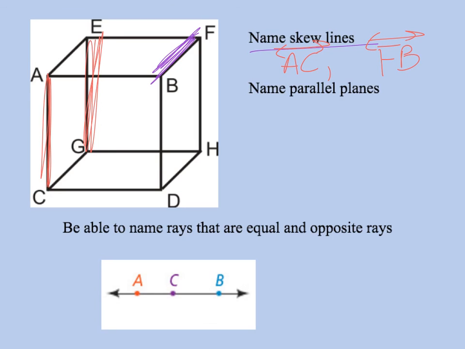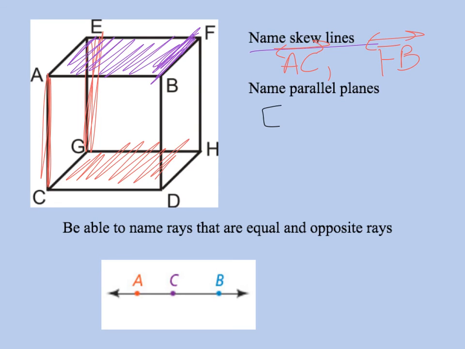Name parallel planes. So planes that I can use the top right here and use the bottom. So when you're naming planes, you need to use 3 or 4 letters that are capital and no commas. So the top is EFB and the bottom is HDC.